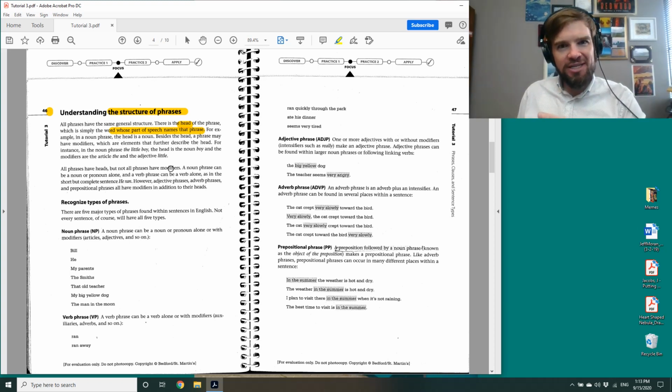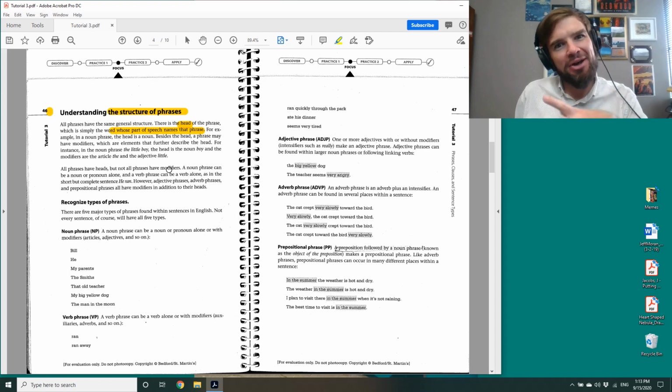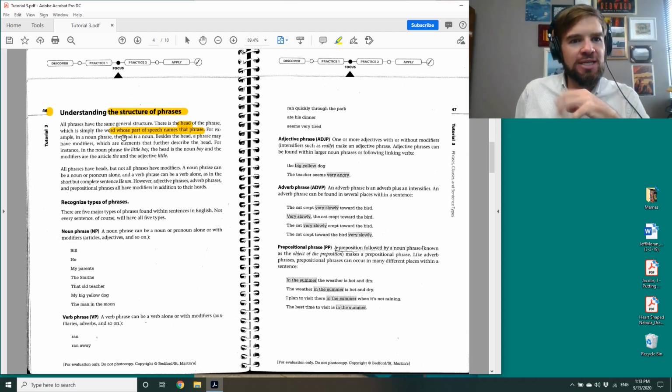If you have a noun phrase, the head of that noun phrase is a noun. If you have a verbal, okay, we know, right? So the type of phrase is going to be named for the part of speech that heads that phrase. Now, for example, in a noun phrase, the head is a noun. Besides the head, a phrase may have modifiers, which are elements that further describe the head. For instance, in the noun phrase, the little boy, the head is the noun boy, and the modifiers are the article the and the adjective little.